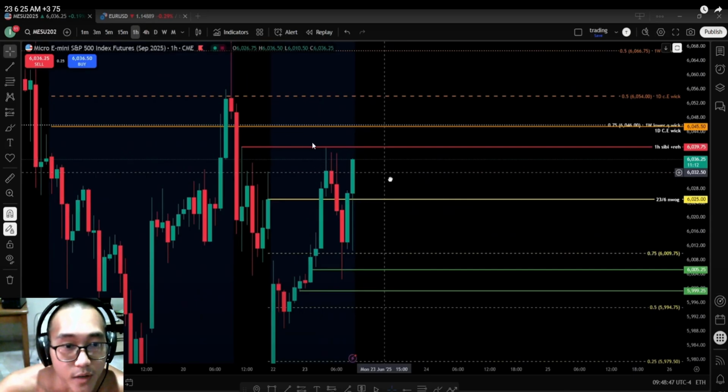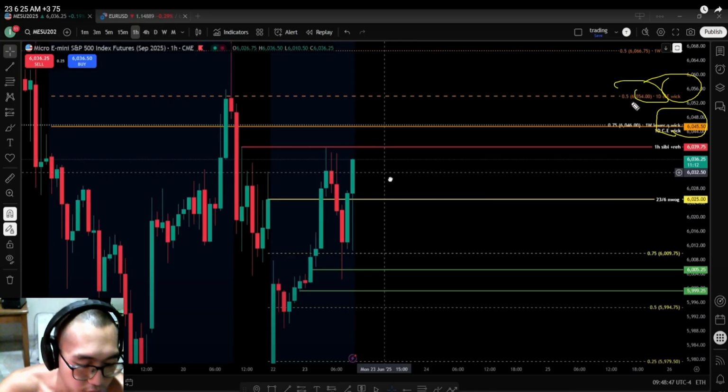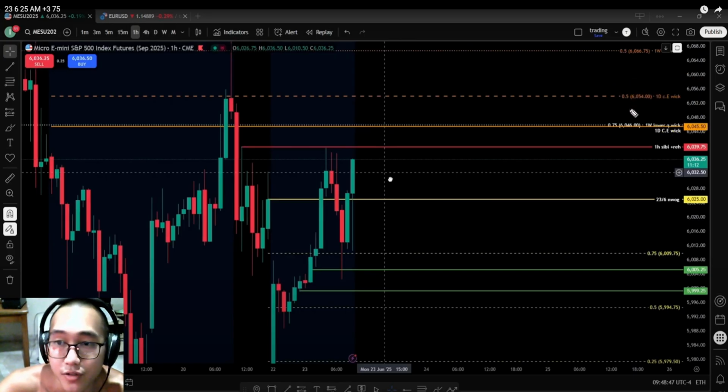Yeah, so right now this is the 1 hour chart, and when I was seeing this 1 hour chart, this was what I was looking at. Okay, remember those two levels. Okay, the daily CE wick, this daily CE wick here, 6045 level, and this 6054 level. These are going to be all the important levels.